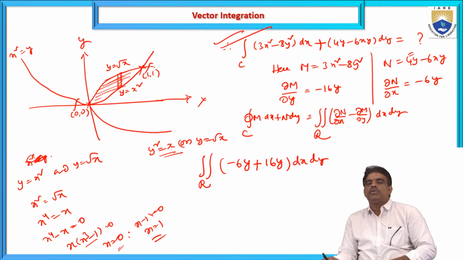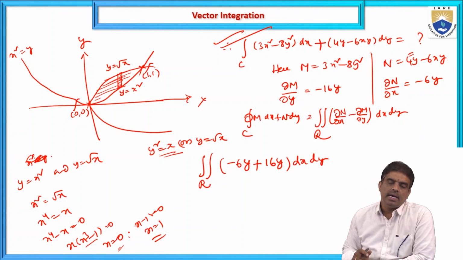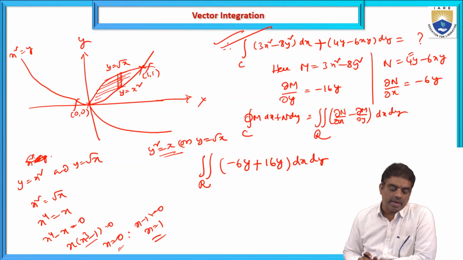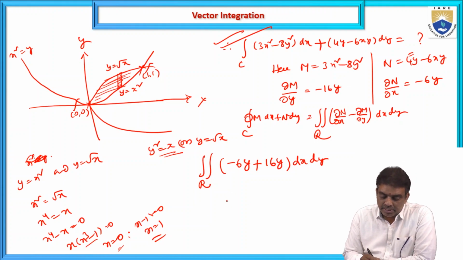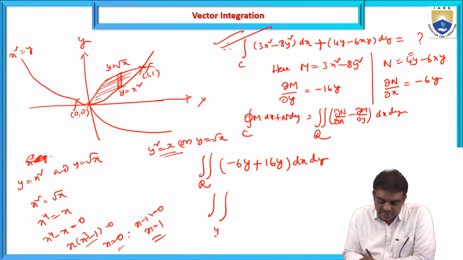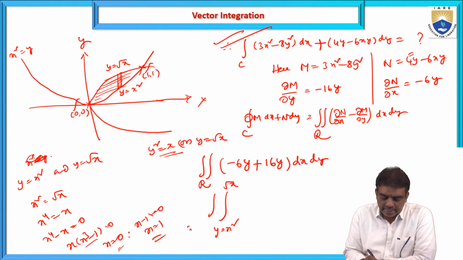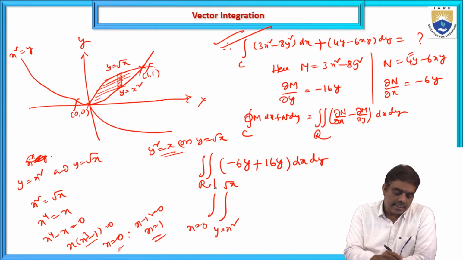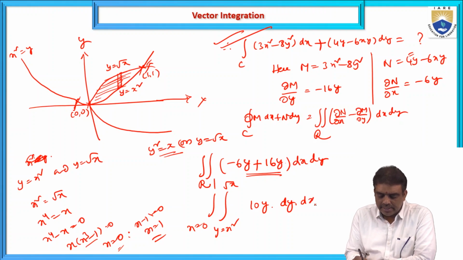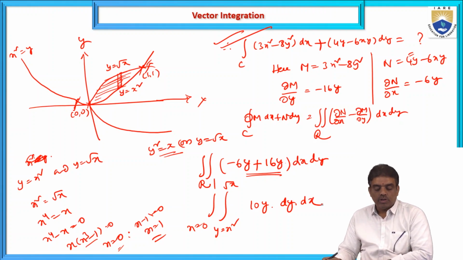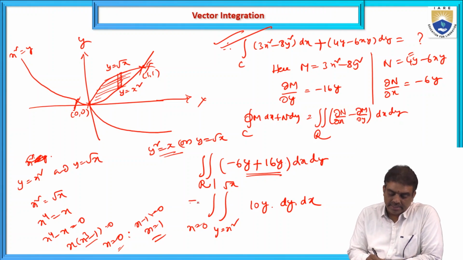The line integral is shifted to the double integral by using Green's theorem, and the region is bounded between the two parabolas y is equal to x square and y is equal to root x. So the limits for integration: y is from x square to root x, and x varies from 0 to 1. The 16y minus 6y becomes 10y. First we integrate with respect to y, then with respect to x. Now the problem becomes the integral from 0 to 1, integral from x square to root x of 10y dy dx.